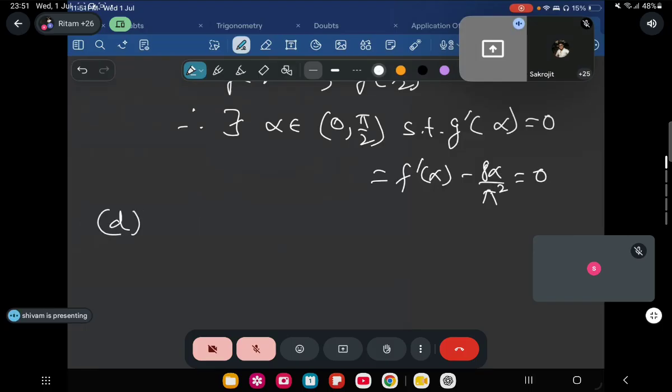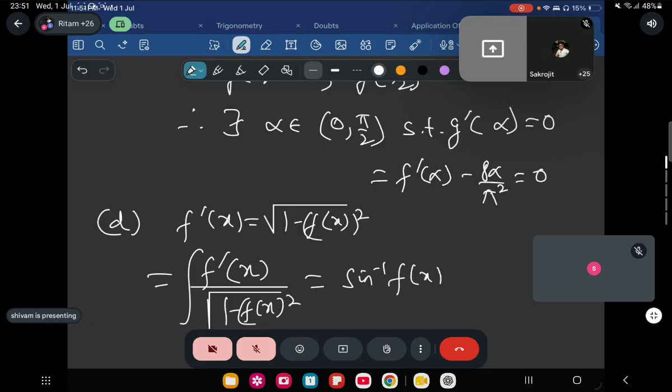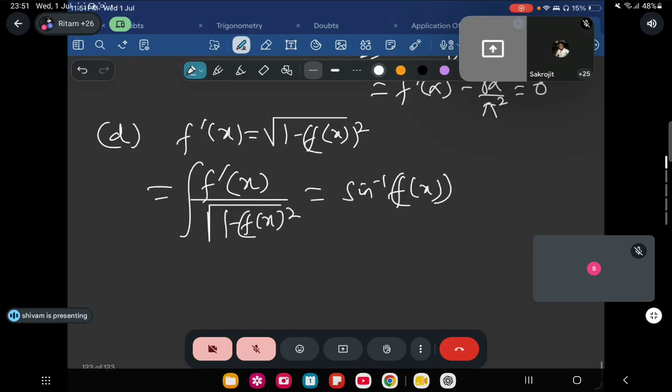For option D, see how to understand that you have to take sine inverse. You take f dash x is coming out to be root over 1 minus f of x whole square. So you take 1 over root over 1 minus f of x whole square on the left hand side and then you integrate. When you integrate, what are you getting? It will become sine inverse f of x.